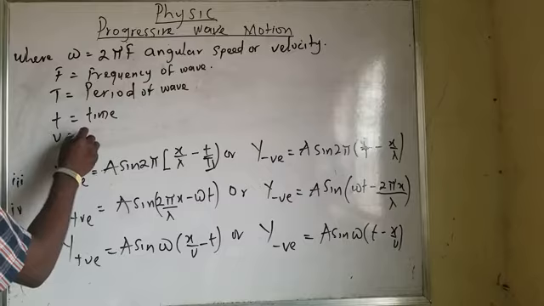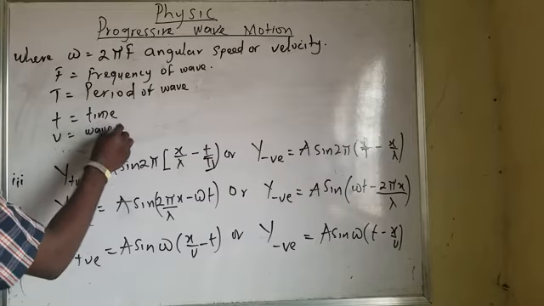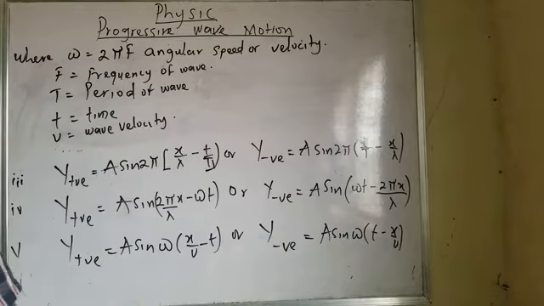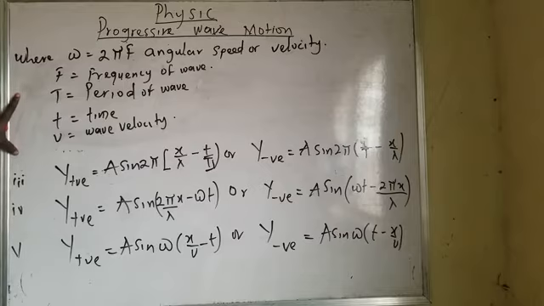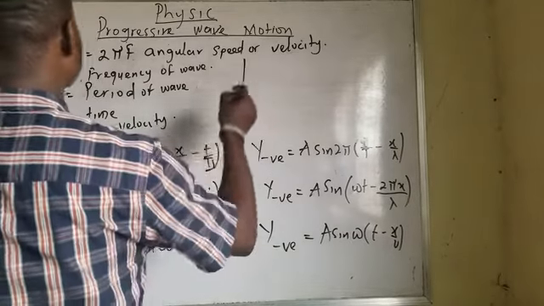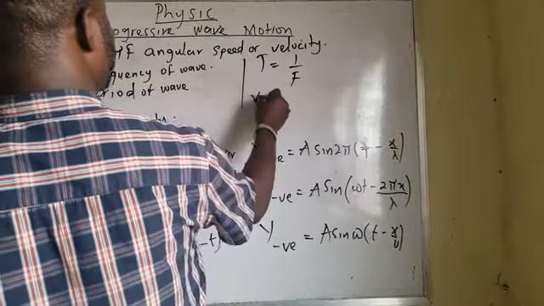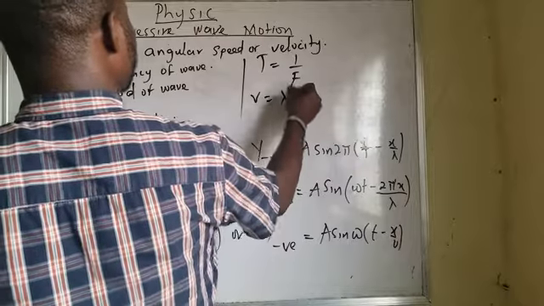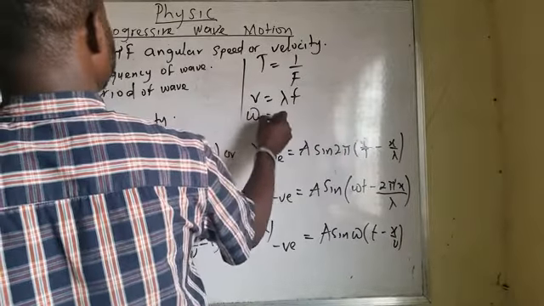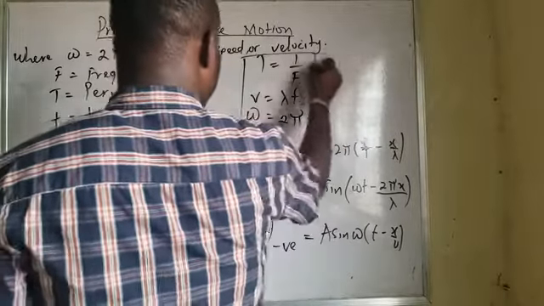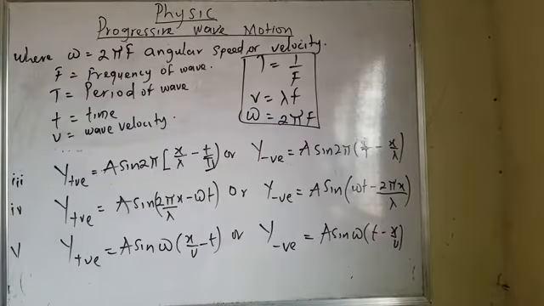My V is wave velocity. Now, lastly, please try to understand that equation 1 and 2, which is the one I've rubbed up, they are very, very important. And don't forget that my T equals to 1 all over F, and my V is equals to lambda F, and my angular velocity is equals to 2 pi frequency. Please take note of this very well from the previous video.